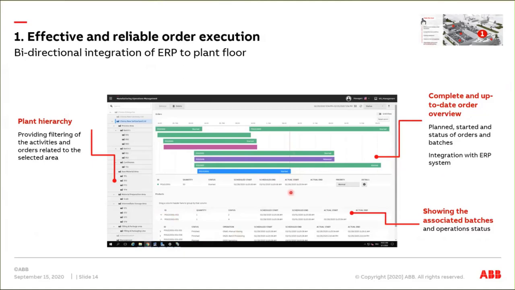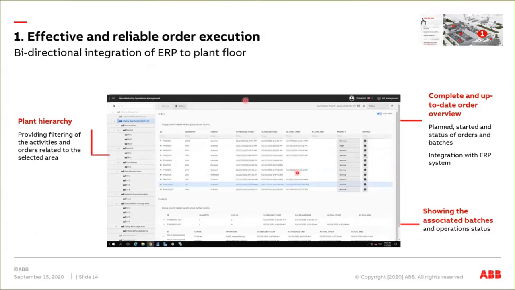The same information, but in another view, you see here. Here I have the list view of my process orders. So I have the status, planned, started and ongoing. And I can also use different filtering and sorting. So that was the first view, typically for a supervisor.